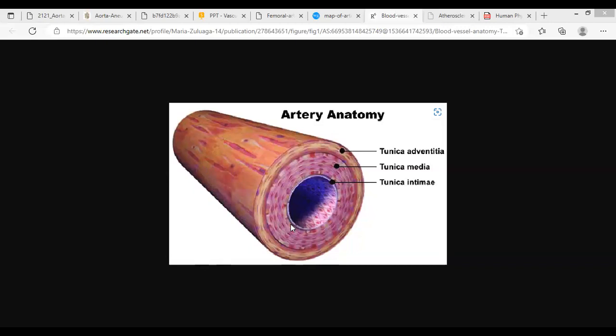Because atherosclerosis starts here. Where does the fat go? Which type of fat? We always say LDL is the bad fat. How does LDL lead to atherosclerosis? Let me display an image.